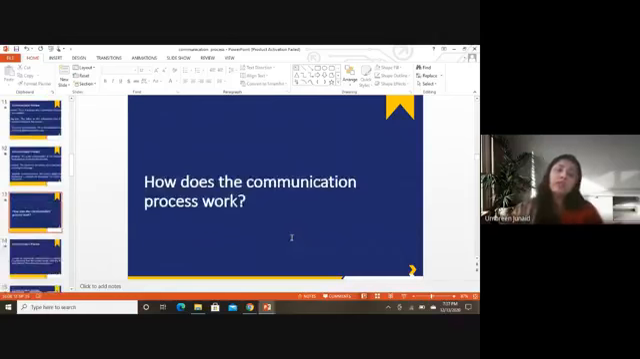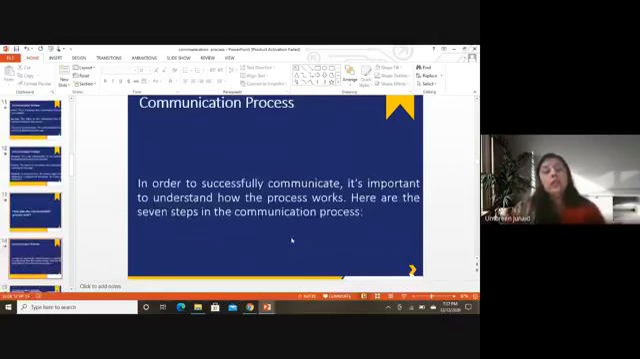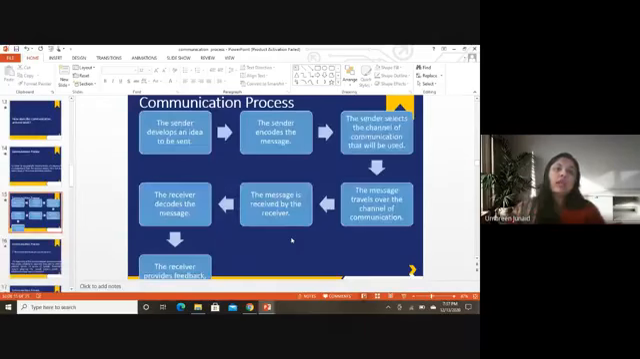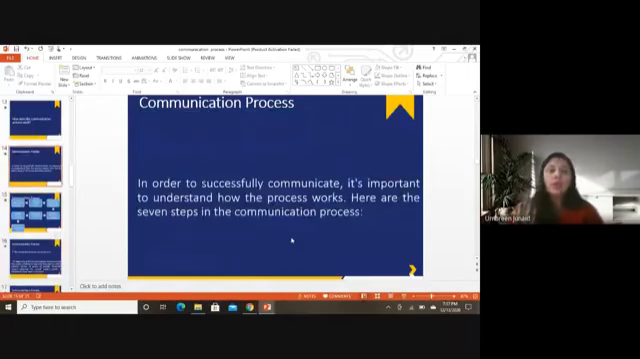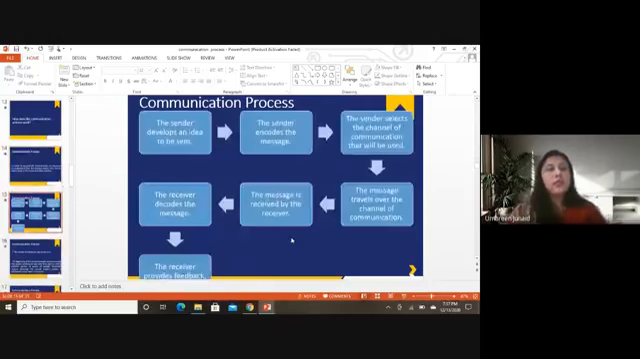How does the communication process work? In order to successfully communicate, it's important to understand how the process works. Here are the 7 steps in the communication process. So we are again going to have a look at the 7 steps that are being followed in the communication process. The number 1, the sender develops an idea to be sent.